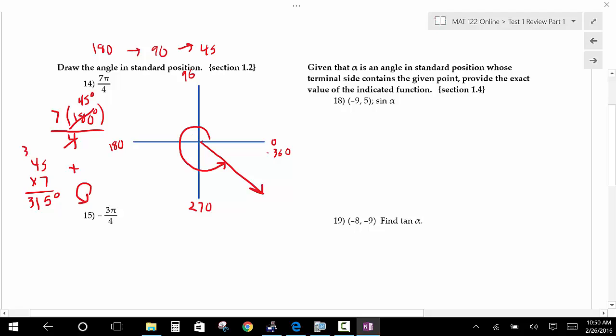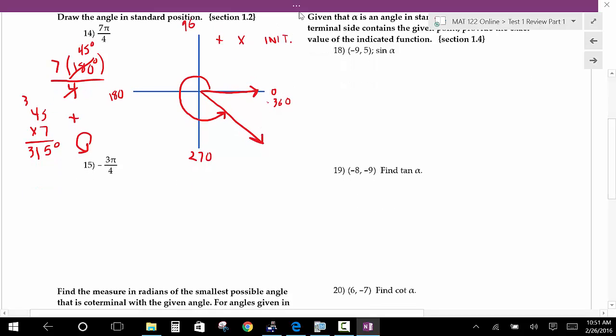The other thing you want to do, if I'm drawing an angle in standard position, is always look at the positive x-axis. The positive x-axis is the initial side of the angle, and then the radius would be the terminating side like that. So that's how you would basically draw that angle.